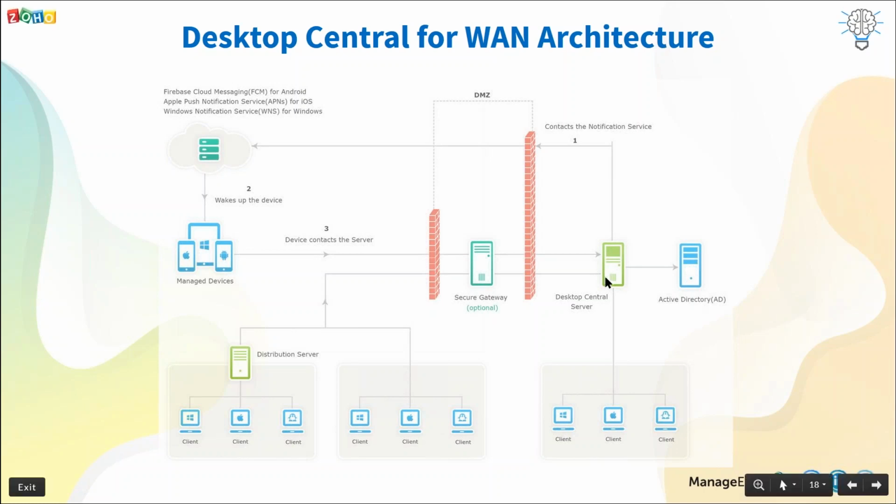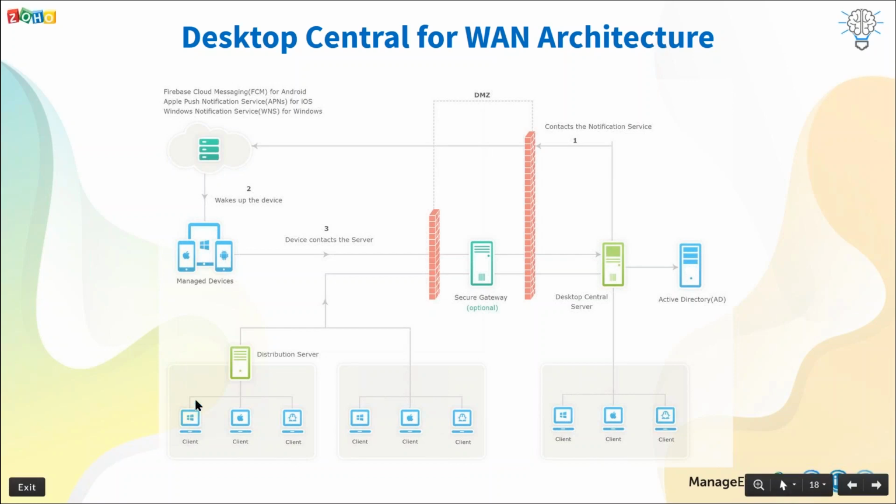For the machines that are present in a remote site which connect directly to the server, you can use an optional component called the Secure Gateway Server. What the Secure Gateway Server does is that it bridges the connection between the agent and the server securely over the internet.